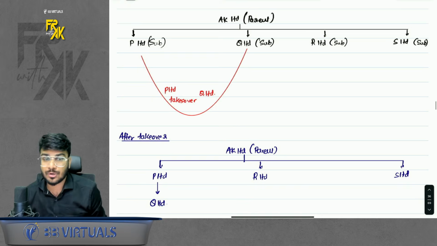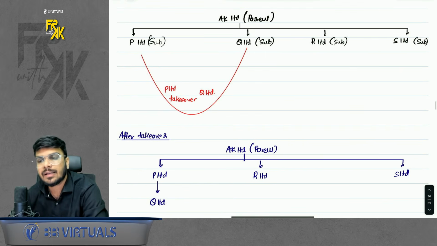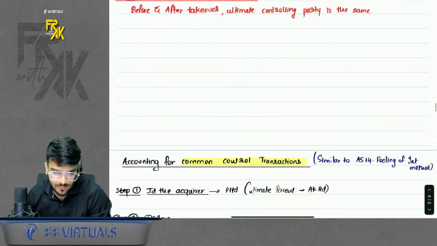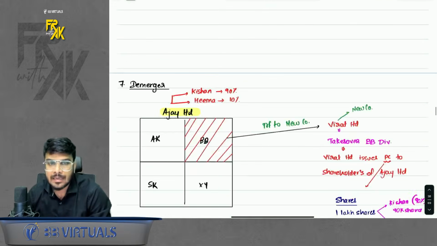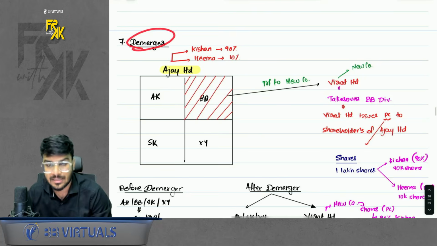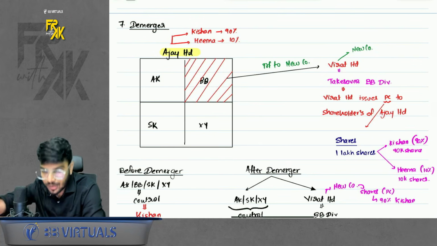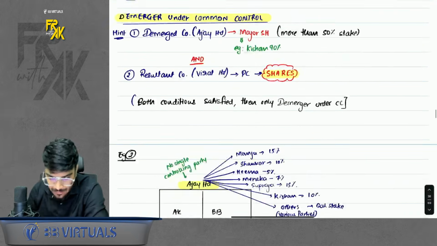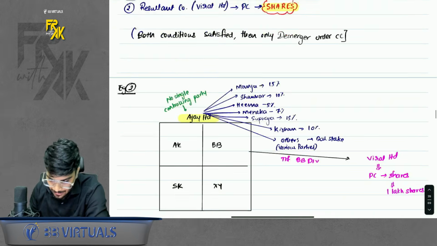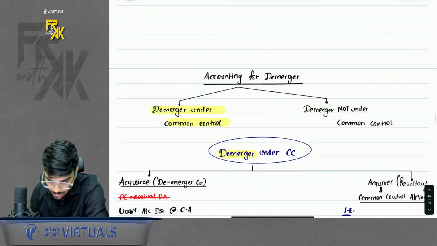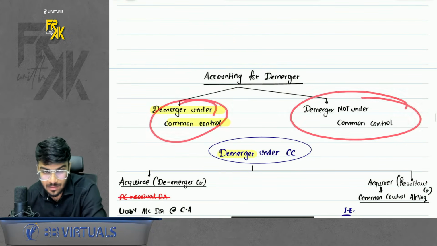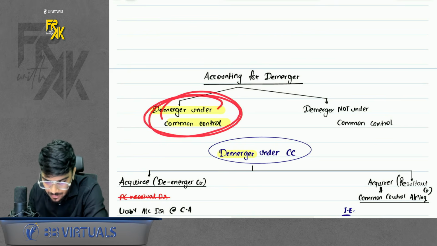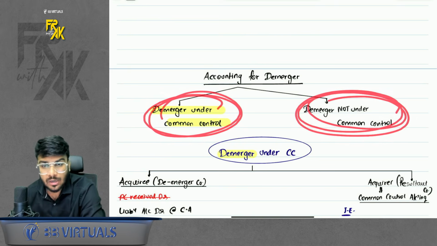So do we have a question on this? Definitely we have a question on this, but that question we will solve once we are done with one more concept, and that is demerger. Okay, so now let's revise the concept of demerger. Before revising, do remember in demerger also there can be 2 types. It can be demerger under common control or demerger not under common control.